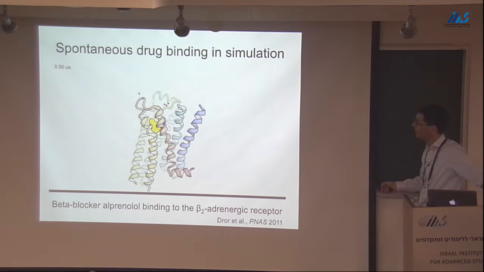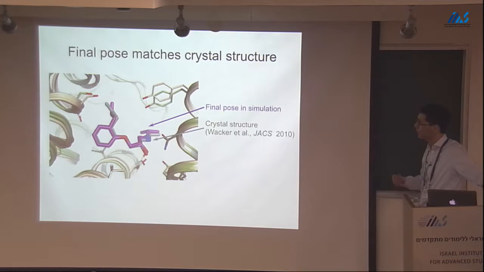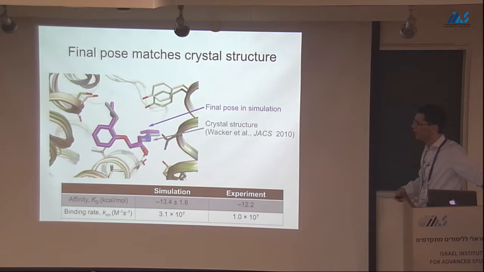Now, when we first did the simulation, there was no structure of this particular drug bound to this particular receptor. But subsequently, by coincidence, the structure came out from Ray Stevens' lab. And so we can compare where the drug ends up in the simulation to what's seen experimentally. And as you can see, it's a very close match. We can also use simulations to compute certain properties of binding that are easy to measure experimentally, like affinity and on rate. And those are also fairly good matches.